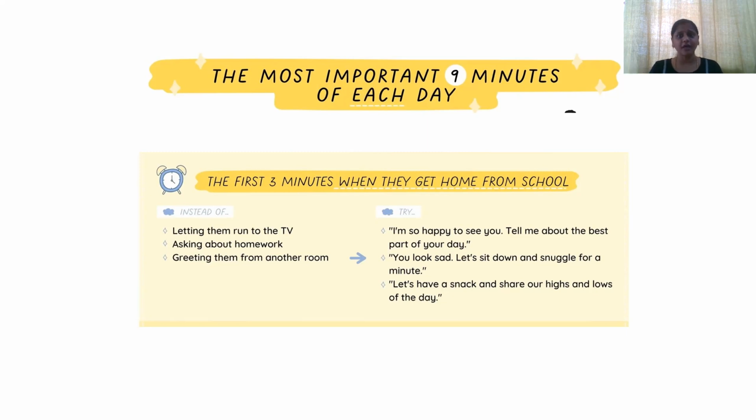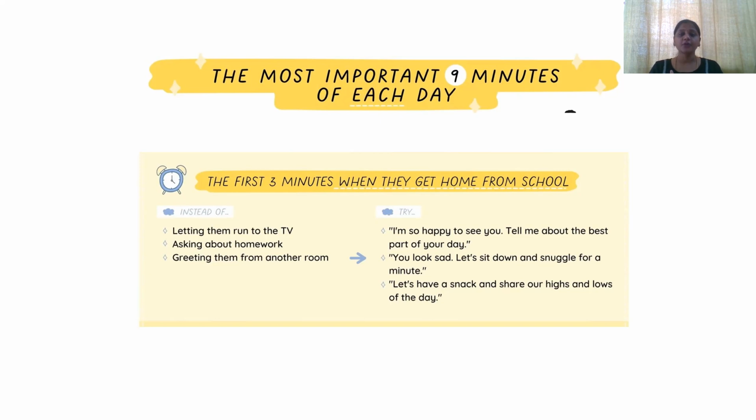Just saying hi from the other room where you are busy and your child just came in. So instead of all these things, you can try saying, I'm so happy to see you, my child. Welcome back home. And just tell me, how was the day today? What was the best thing you remember in the class? What happened? Or I see you look a little sad. Let's sit down and snuggle for a while. That is, you just take them, give a small hug, just talk to them. A little mush will really help them to cheer up. And then they also come out with any of the issues they had in the class.